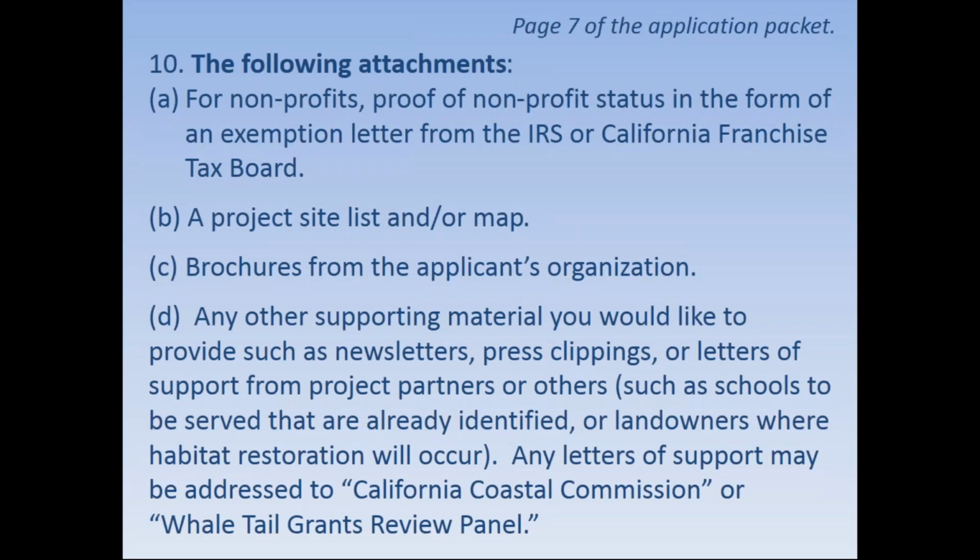And finally come the attachments. So we're on page 7 of your application packet. If you're a nonprofit organization, you need to include proof of your nonprofit status. Please include a site list or a map of where you would be working. You can include brochures about your organization or project if you have them. And any other supporting materials are optional.